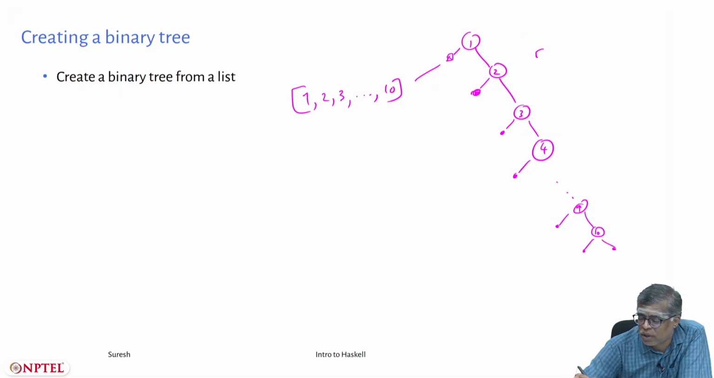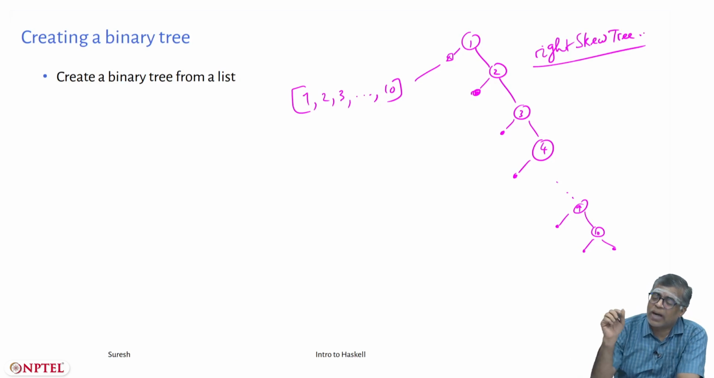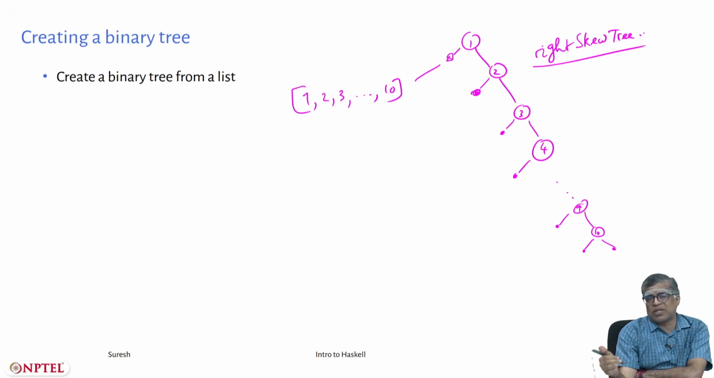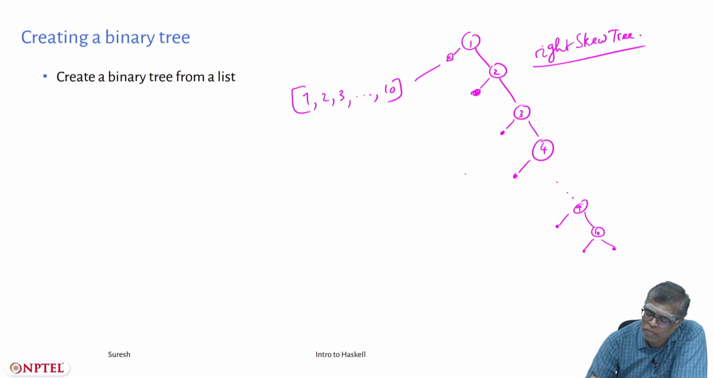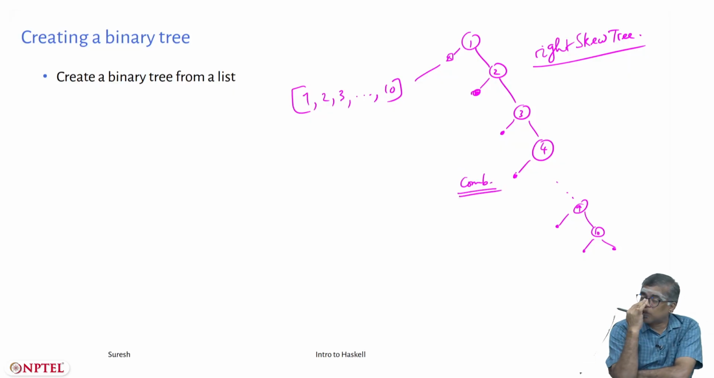This is a right skewed tree. This is really nothing but your original list, except that you are adding some nil nil nil on the left. So this tree is not really a tree structure, it is almost like a list. It's like a comb if you think of it. Okay, comb. That is not what I want.